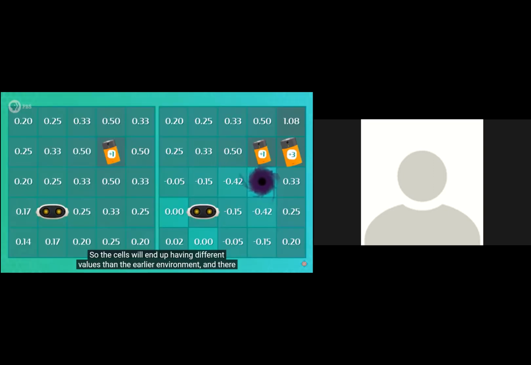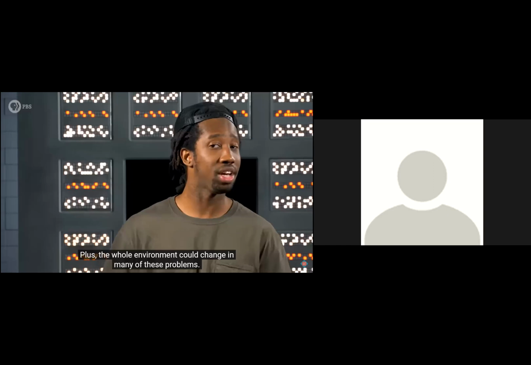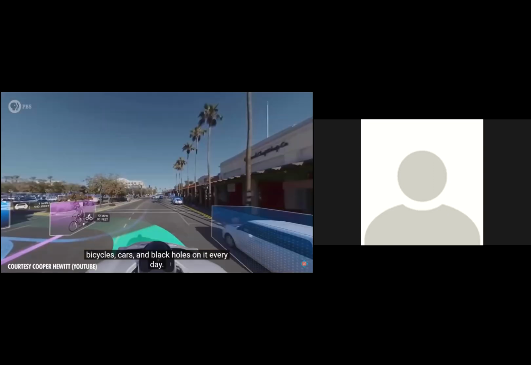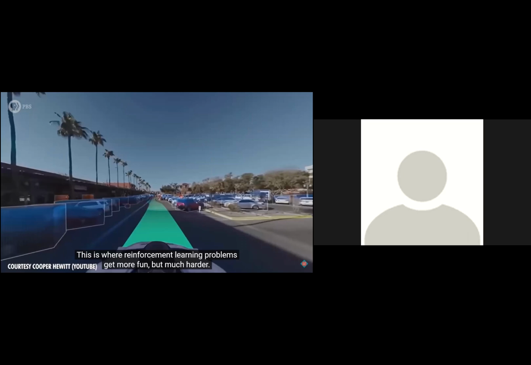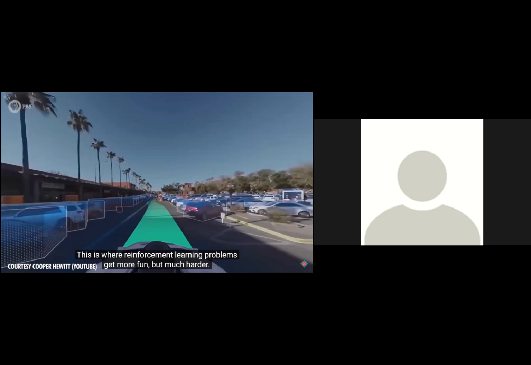If we have an AI in our car helping us drive home, the same road will have different people, bicycles, cars, and black holes on it every day. There might even be construction that completely reroutes us. This is where reinforcement learning problems get even more fun, but much harder.